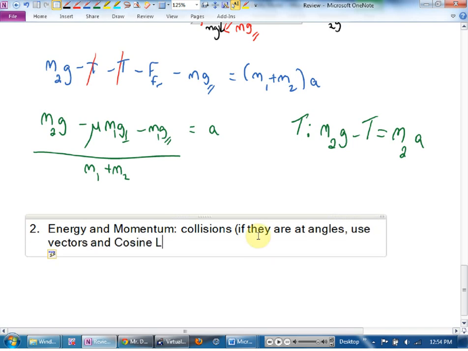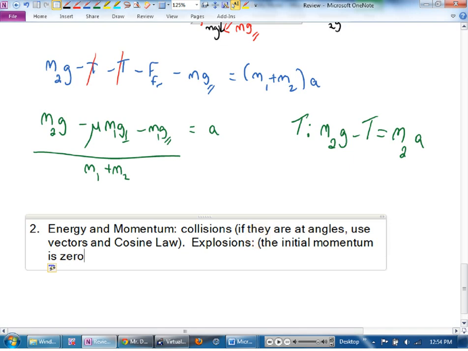The initial momentum is zero, so the final vector triangle comes back on itself, right? It was a closed triangle where you ended up back where you started from if we had three pieces coming out of an explosion, okay?